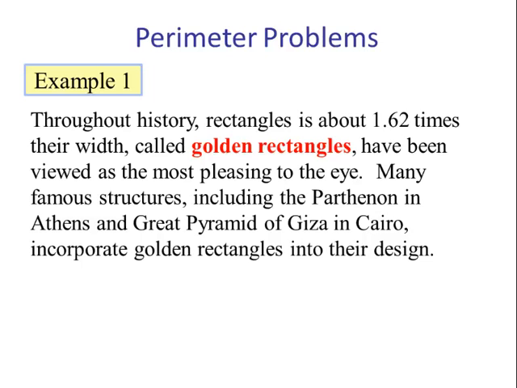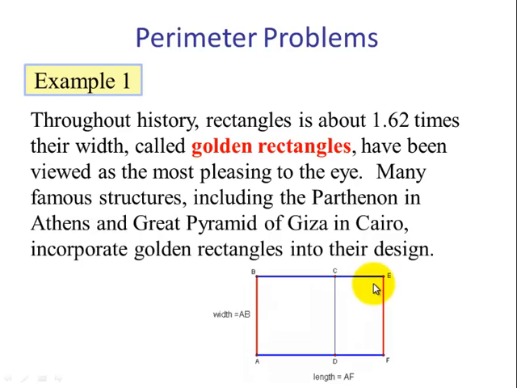Many famous structures, including the Parthenon in Athens and the Great Pyramid of Giza in Cairo, incorporate golden rectangles into their design. So here's an example of a golden rectangle. In this case, the length is about 1.62 times the width. And this 1.62 is known as the golden ratio.